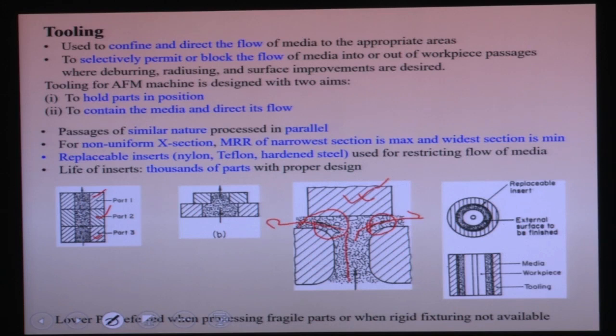For non-uniform cross-sections, the MRR differs. Here you can see the cross-section is more, and here the cross-section is less. So you can expect non-uniform polishing. Where there is lesser restriction of the flow, you will get a lesser material removal rate. So the material removal rate at the narrowest section will be maximum, and for the widest section it will be minimum.